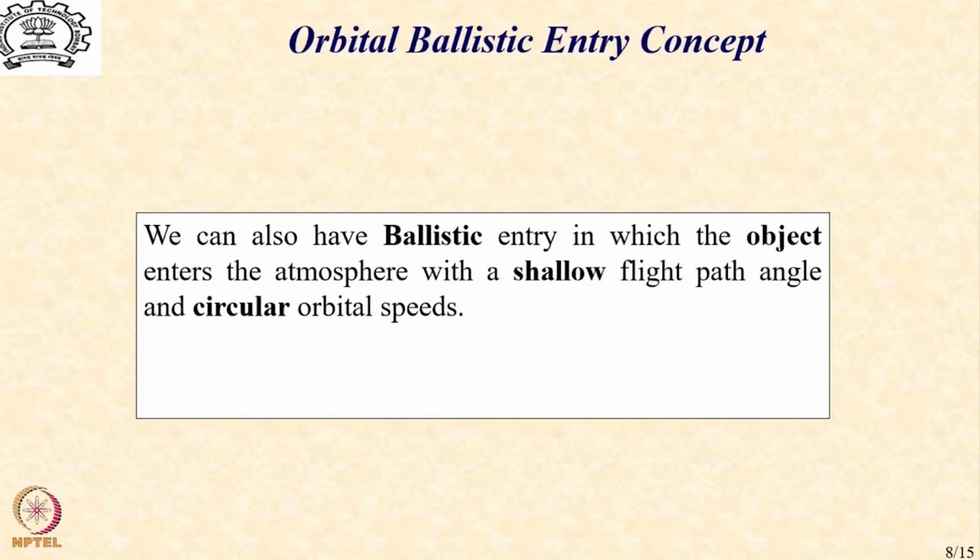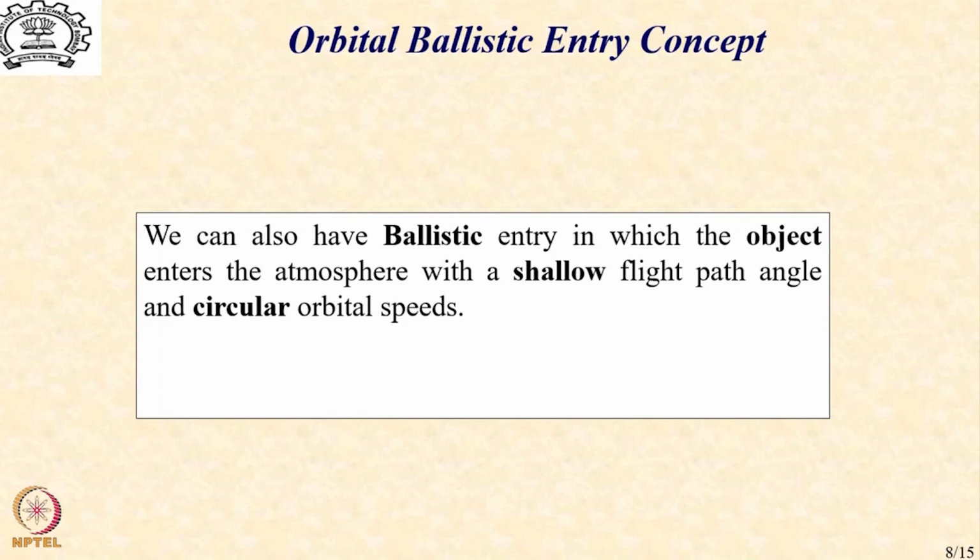Let us now turn our attention to another form of ballistic entry, in which instead of using a very large negative angle for entry, a shallow angle for trajectory is employed and is typically also called shallow ballistic trajectory or orbital ballistic trajectory, which means that the vehicle enters the Earth's atmosphere on an orbit such that its velocity vector is nearly parallel to the local horizon with a very small angle with respect to the local horizon.